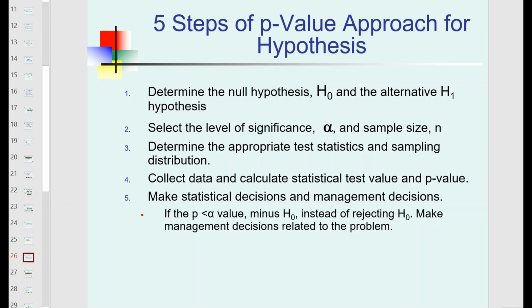Okay, so these are the steps of using the p-value approach. Basically the first step is the same: you need to determine your null and alternative hypotheses. The second is also quite the same: level of significance alpha, and of course, sample size also needs to be described. Third, determine the appropriate test statistic and sampling distribution, collect data, and make the statistical decision and management decision. On this step, you refer to whether to reject or not reject. If your p-value is less than alpha, you reject H null. So we're going to see how to do this.